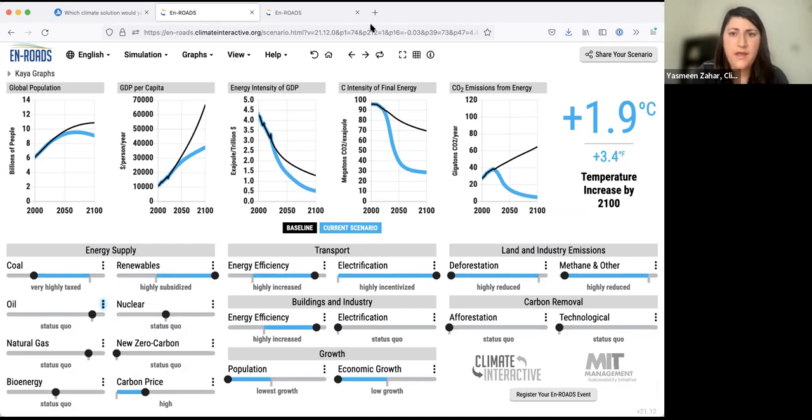There's a lot of advocacy for complete degrowth scenarios, which we aren't able to model in this simulation, but there has been a lot of advocacy for what degrowth could look like.